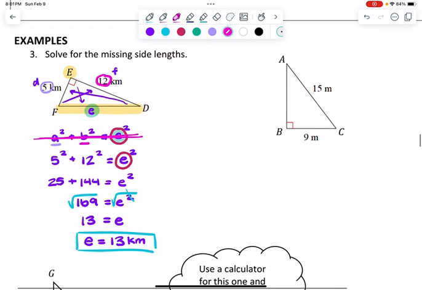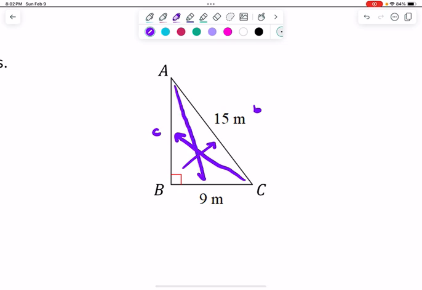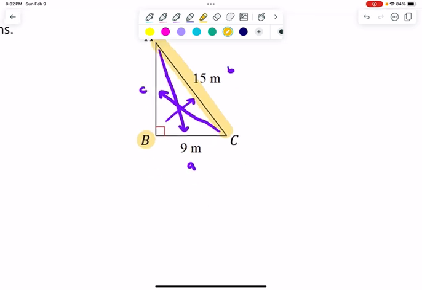Okay, moving on. In the next example, I'm going to start by labeling all of the sides. Across from angle B is little b. Across from angle C is little c. And across from angle A is little a. Now I'm going to label the hypotenuse. We said the hypotenuse is always opposite the 90-degree angle. So if B is the 90-degree angle, the hypotenuse is little b, which is 15.